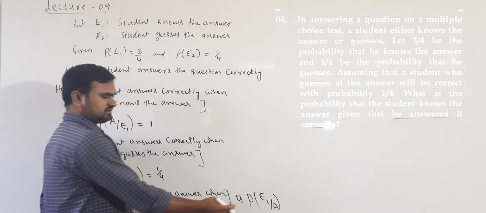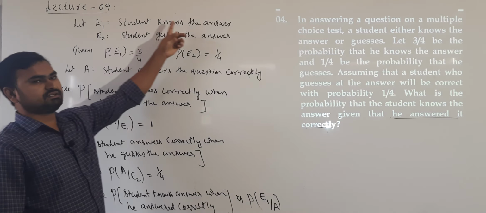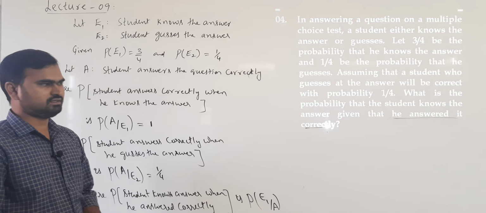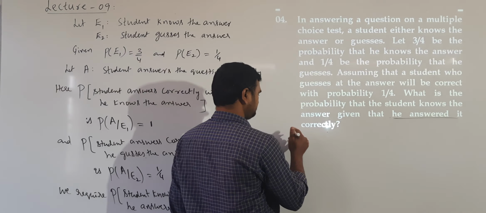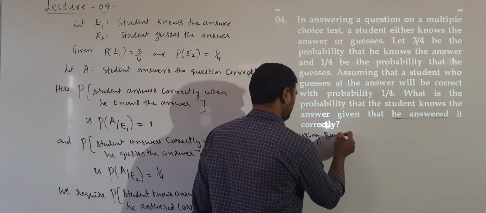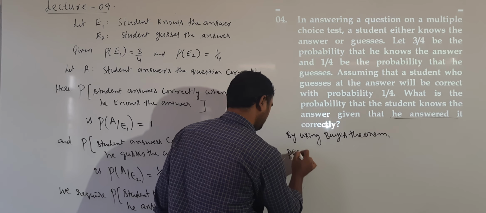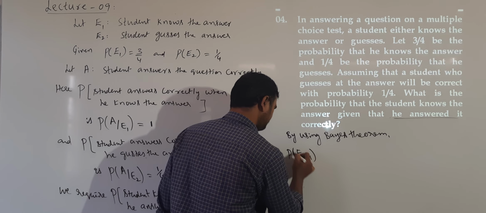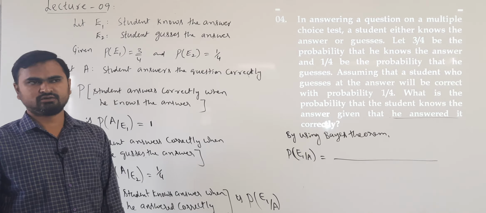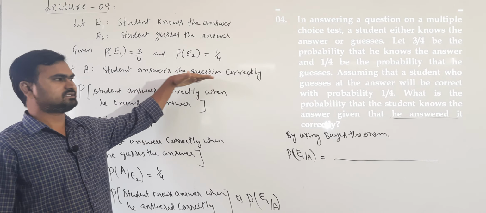Okay. So already we know that he answered correctly. We are interested in getting the student knows the answer, that is E1. So how to find E1 given A? You have to apply reverse probability by Bayes theorem. So by Bayes theorem, how can you write probability of E1 given A? Again we first write the denominator, total probability. What is total probability? Total probability of getting the answer correct.